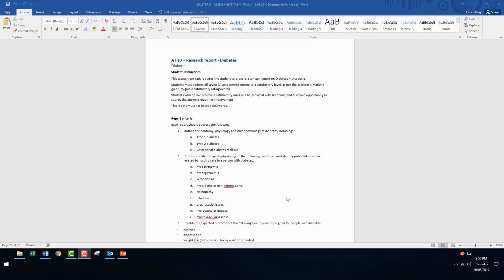Okay. Question 2, briefly describe the pathophysiology of the following conditions and identify potential problems related to nursing care. So for each point, A through to I, we're looking for a couple of sentences for each. So describe the pathophysiology in 1 sentence. For hypoglycemia, describe the pathophysiology of what's happening, and then in the second sentence, identify potential problems. And you do that for each letter.